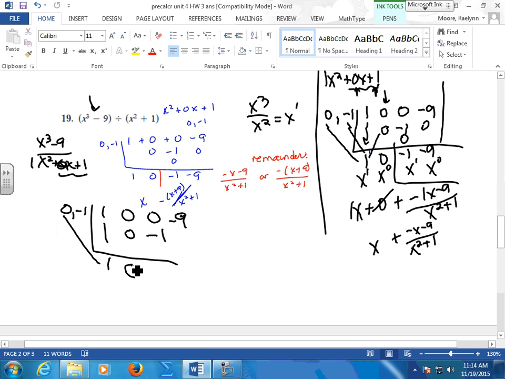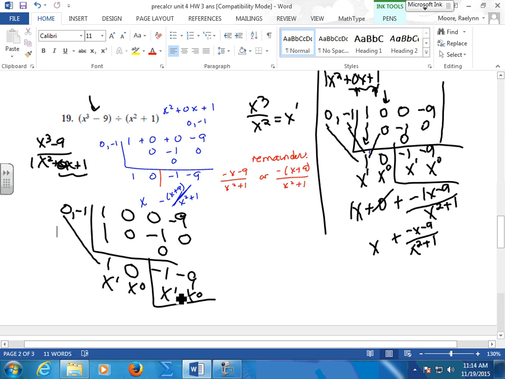Do this again. 0 times 0, go to the right. Negative 1 times 0, go to the right of that. Once you reach the end, add down. So we agreed x^3 over x^2 gives us x^1, x^0, remainder, x^0, x^1.